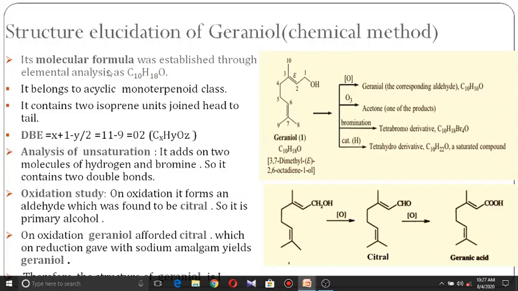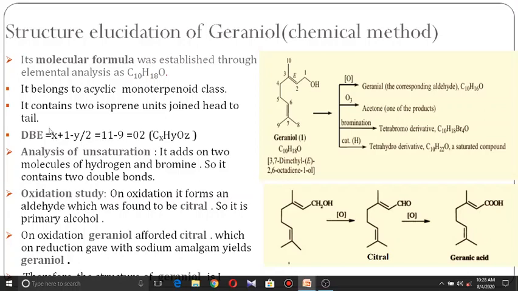Based on the empirical formula and elemental analysis, its molecular formula was determined as C10H18O, which gives very important information about the structure of geraniol. C10 means there are two isoprene units joined head to tail, as we assume they are joined according to the special isoprene rule, and according to the molecular formula it belongs to the acyclic monoterpenoid class.